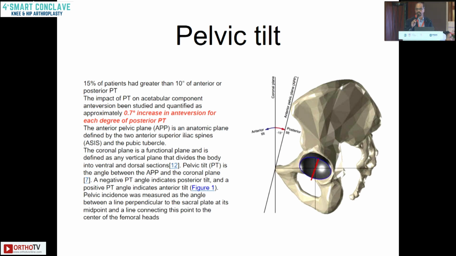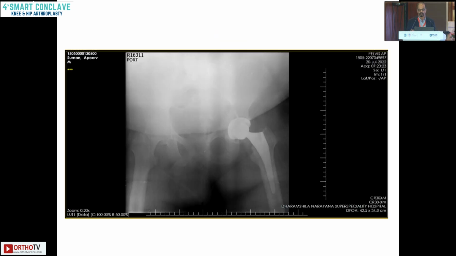If you are finding a 7 degree angle, that means around 5 degrees of posterior slope is there, so you have to adjust the anteversion accordingly. We don't do this in ankylosing spondylitis.